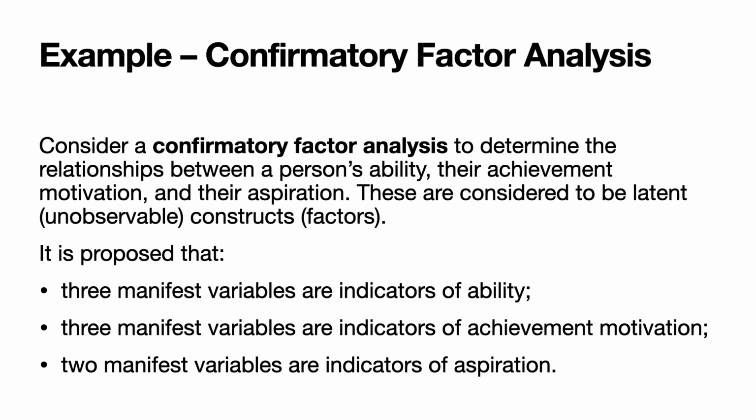Now, it's proposed that three manifest variables are indicators of ability, and you'll recall that manifest variables are variables that are observable and therefore measurable. And so we have three observable measurable variables that are indicators of ability, three manifest variables that are indicators of achievement motivation, and then two manifest variables which are indicators of aspiration.